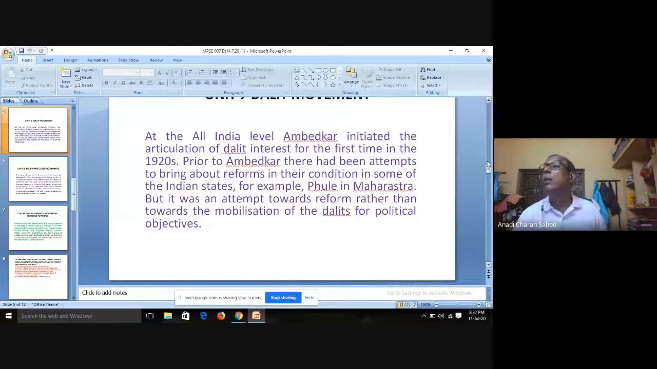This is all about the Dalit movement in India. Next we shall go for Unit 8, backward class movement.